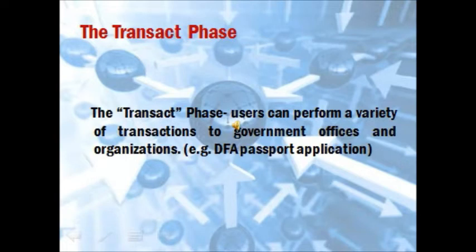The transact phase allowed users to perform a variety of transactions to government agencies and offices. For example, when you apply for a Department of Foreign Affairs passport, you simply have to go to the website and set an appointment, and you can only go to the office on your scheduled appointment. So you don't have to go there and apply for a passport. You simply have to set first an appointment with the DFA, and only then can you apply for a passport.